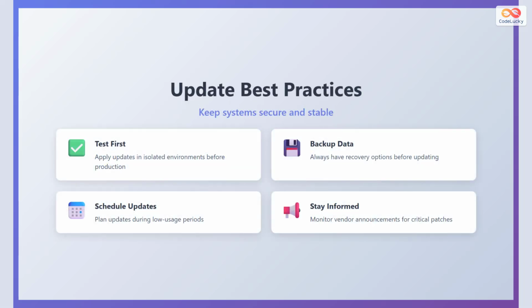Following best practices significantly improves your update experience. Test first. Always apply updates in isolated environments before deploying them to production systems. This prevents widespread problems. Backup data. Always create recovery options before updating. This protects you if something goes wrong. Schedule updates. Plan updates during low usage periods to minimize disruption. Choose times when your systems are less critical to operations. Stay informed. Monitor vendor announcements for critical patches that require immediate attention. By following these practices, you create a safer and more stable computing environment.